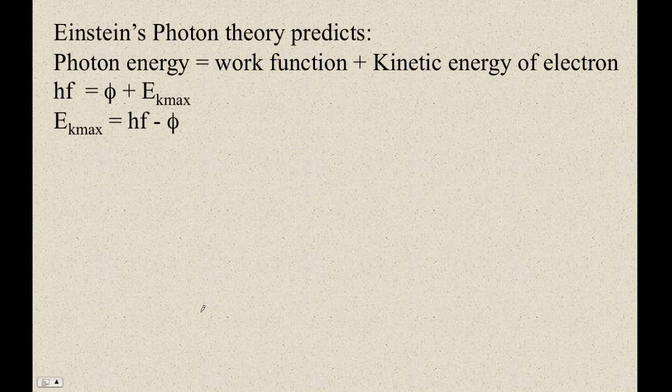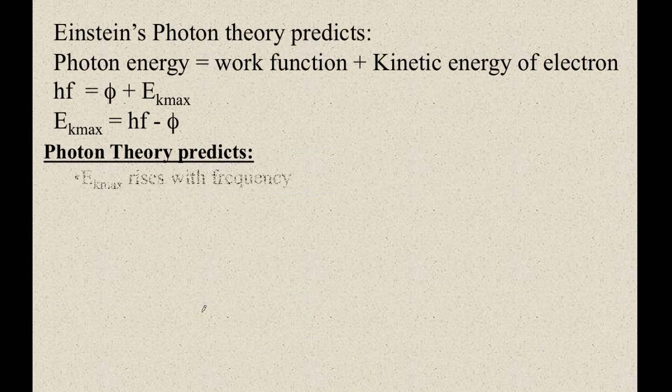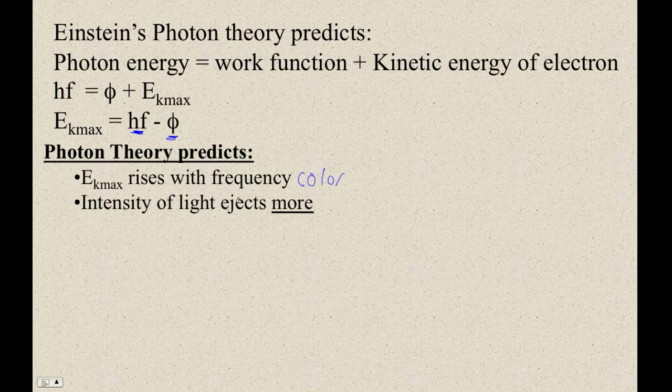Now, these are the predictions, and specifically, the kinetic energy of this thing. If you solve for the kinetic energy, it is the photon energy minus the work function. And so the kinetic energy rises with the frequency, which is another way to say color. The intensity of light just ejects more. You'll have a bigger current, more electrons, but they won't have a higher kinetic energy.